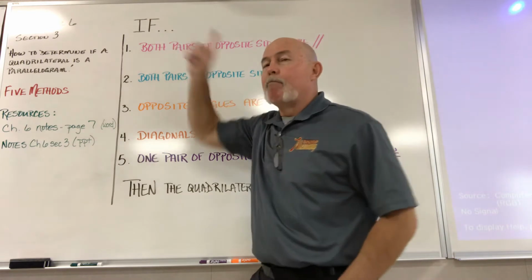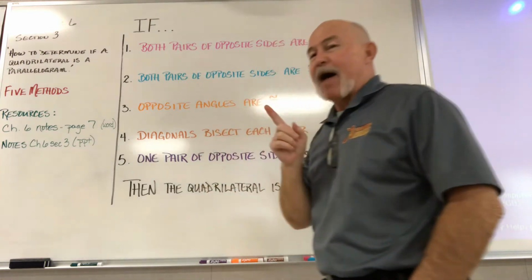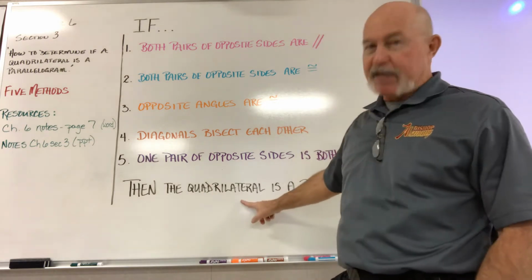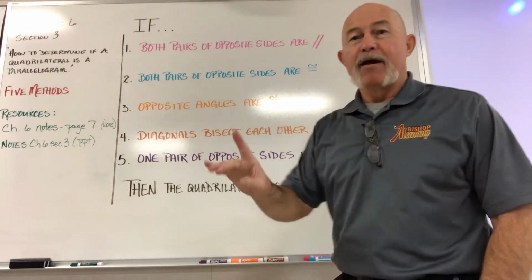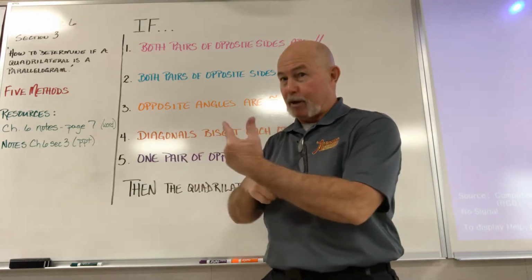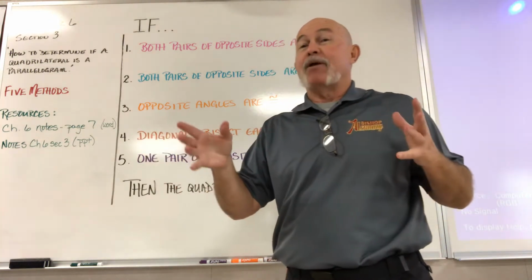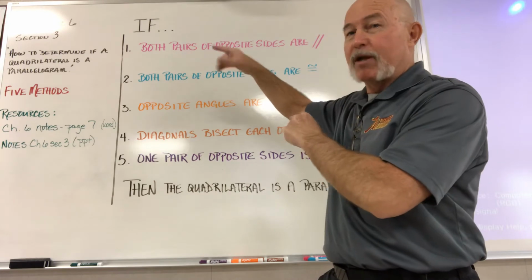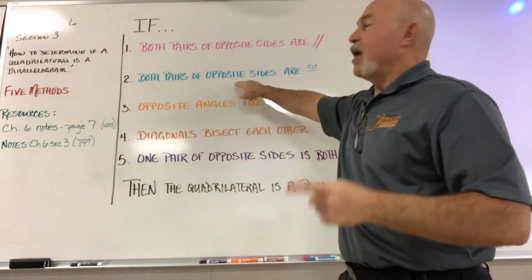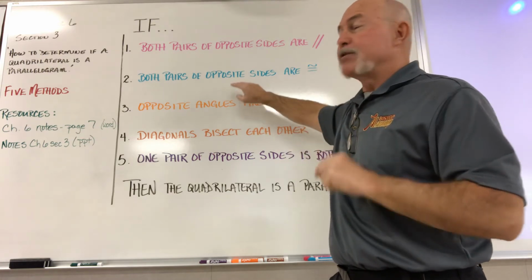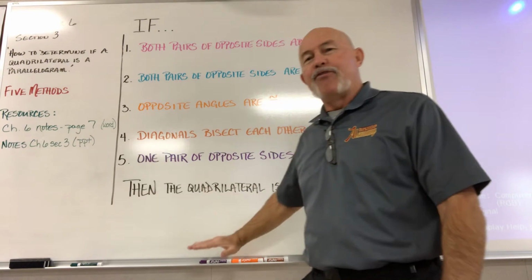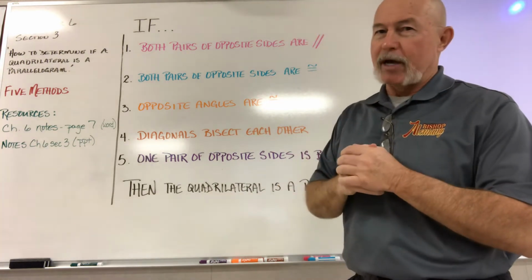If both pairs of opposite sides are parallel, then the quadrilateral is a parallelogram. That is the definition of a parallelogram. Remember, if it's a parallelogram, then both sides are parallel. We're just flipping it around. If both pairs of opposite sides are congruent, if they have the same length, then the quadrilateral is a parallelogram.